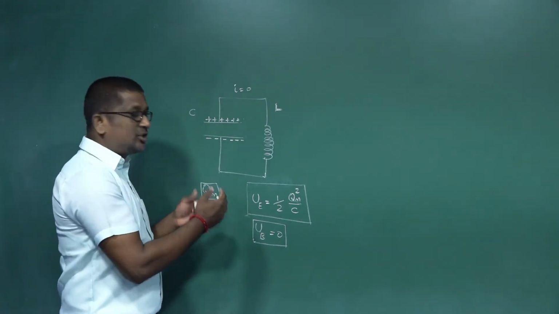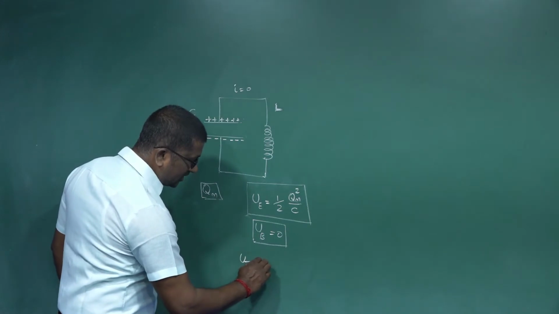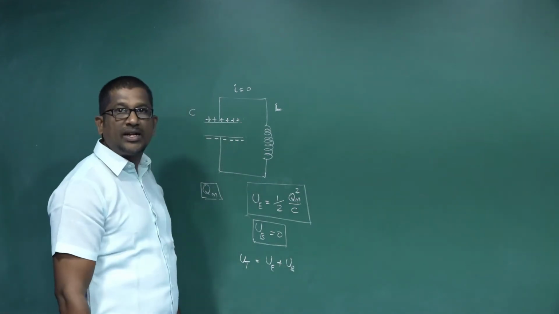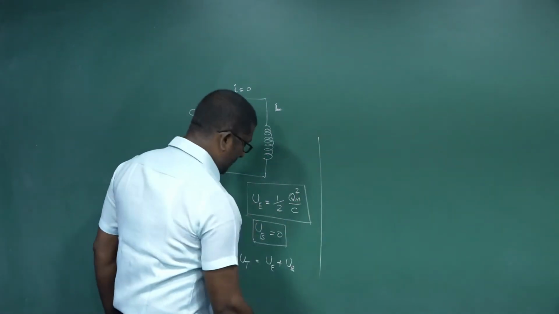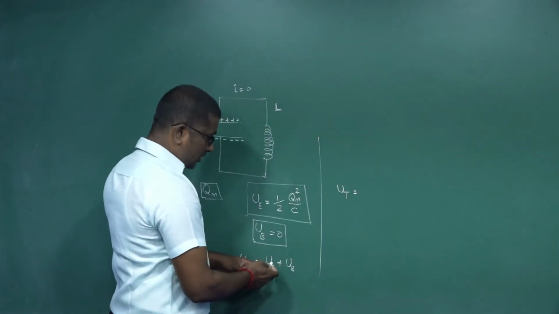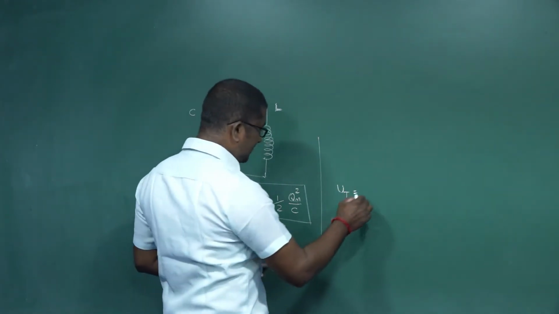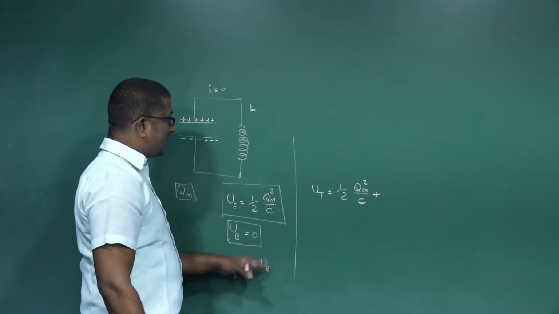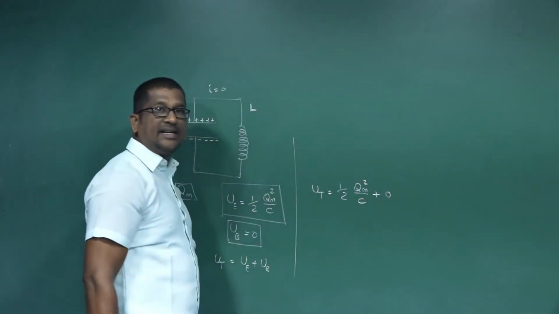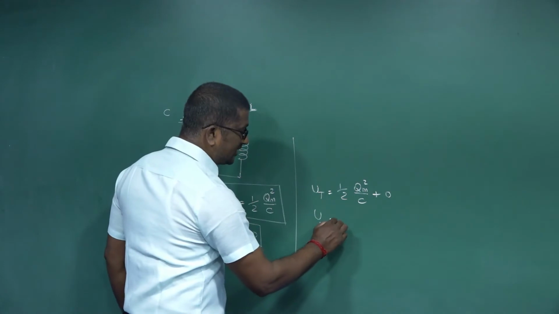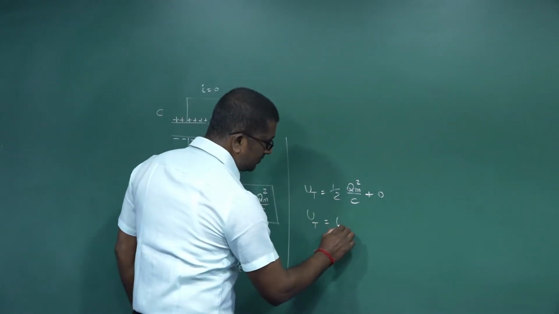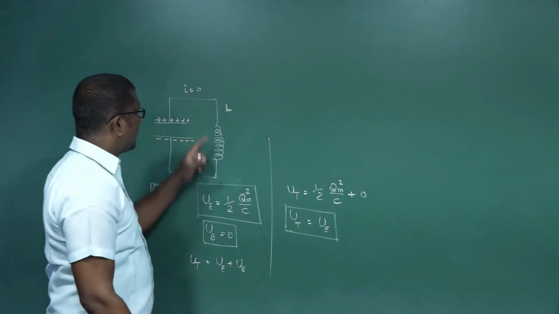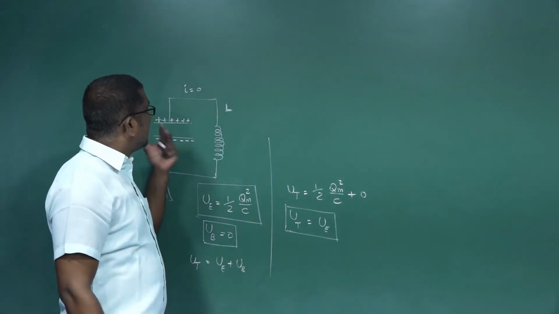Right? What is the total energy of the system? The total energy of the system is equal to the sum of electrical energy and magnetic energy. So total energy U_T is equal to the energy stored in the capacitor, Qm squared divided by C, and the magnetic energy in the inductor is 0. So the total energy of the system is completely electrical energy.